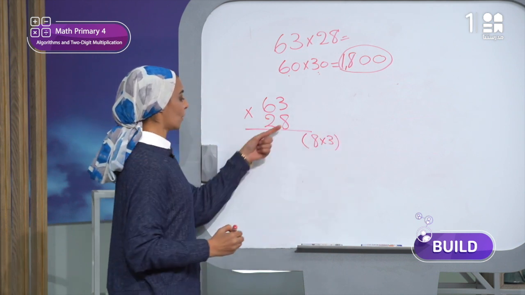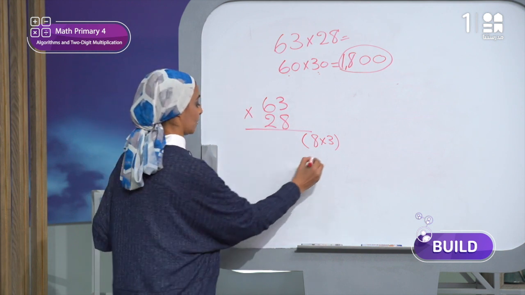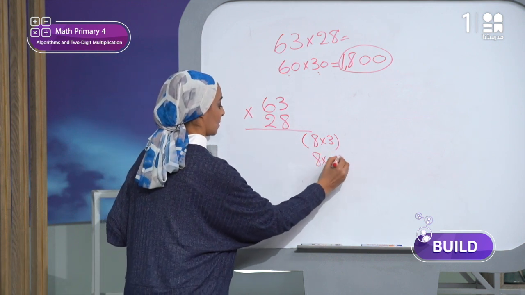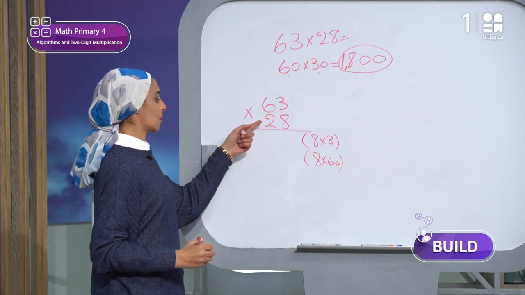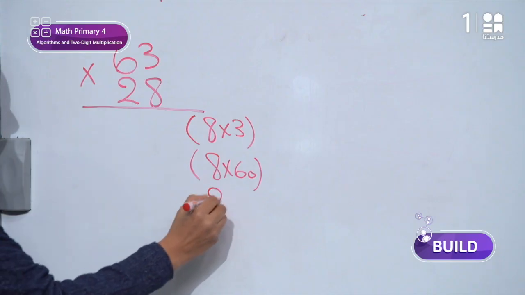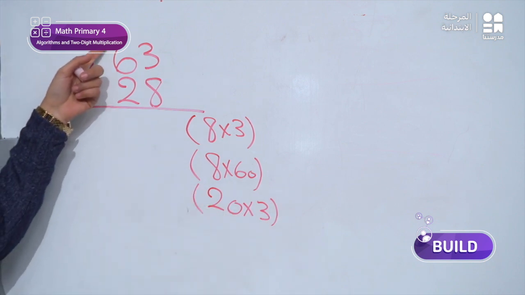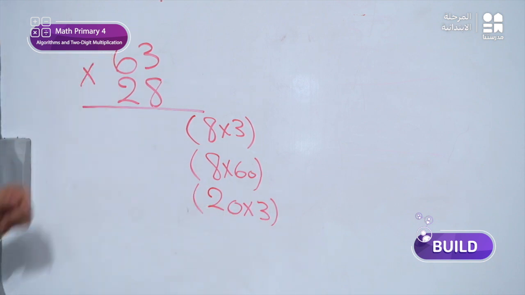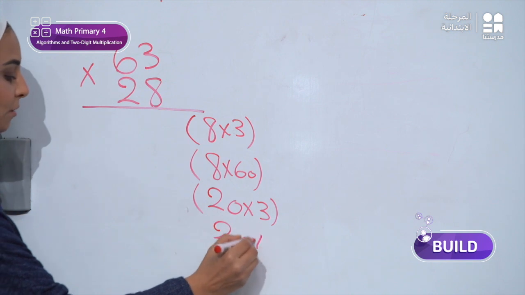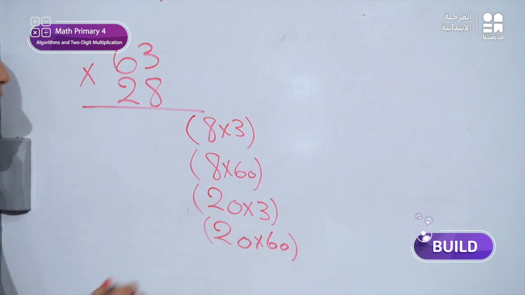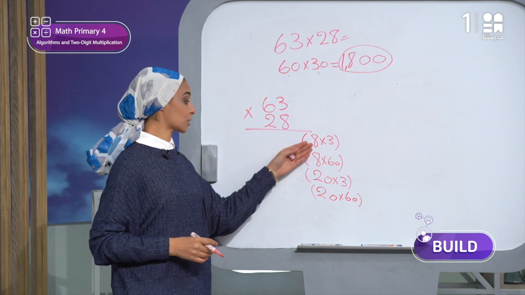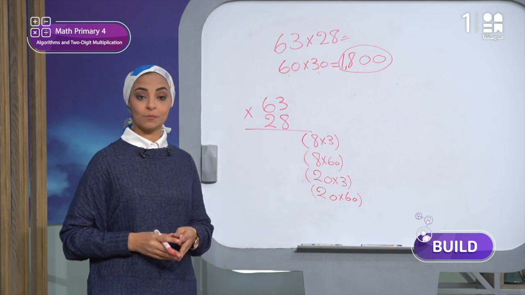Then what should I do? 8 times 60. And then I'll move to the tens. 20 times 3. And finally 20 times 60, because 2 and 6 are tens. So 20 times 60. Okay, let's move to the next step and let's solve these problems.